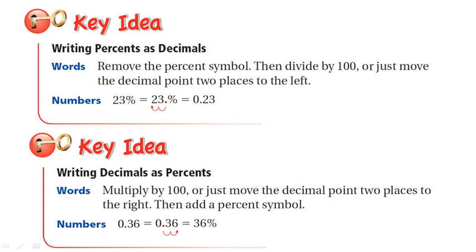Remember the trick we had in class. 23% is the same as 23 cents. And how do we write 23 cents as a decimal? 0.23, the price tag you'd see for an item that's 23 cents.